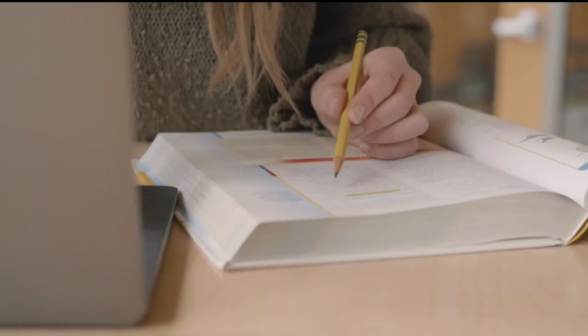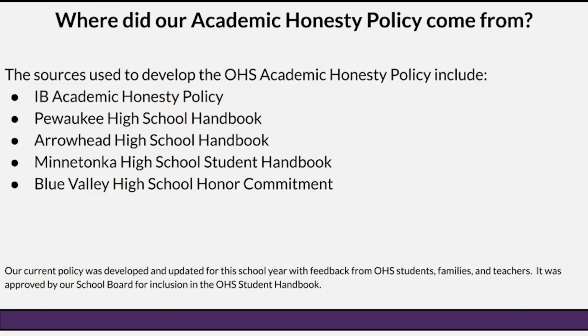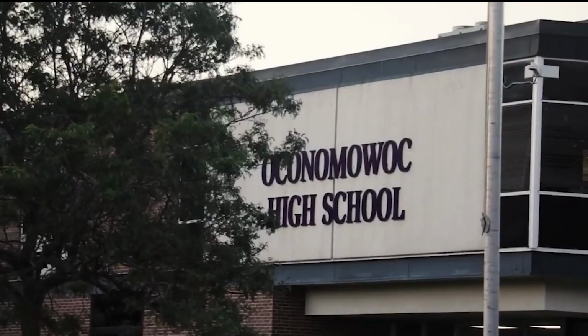Where did our academic honesty policy come from? The sources used to develop the OHS Academic Honesty Policy include the IB Academic Honesty Policy, Pewaukee High School Handbook, Arrowhead High School Handbook, Minnetonka High School Student Handbook, and Blue Valley High School Honor Commitment. Our current policy was developed and updated for this school year with feedback from OHS students, families, and teachers. It was approved by our school board for inclusion in the OHS Student Handbook.